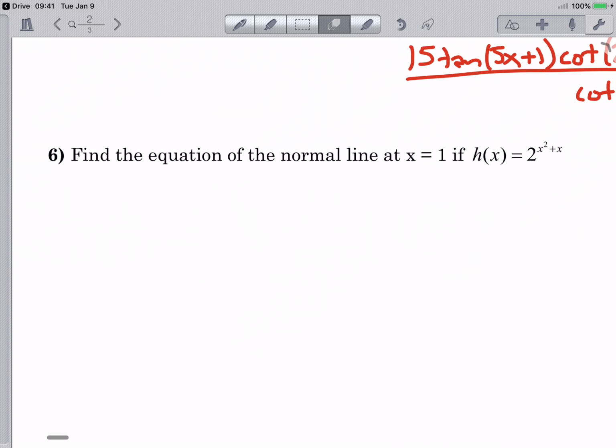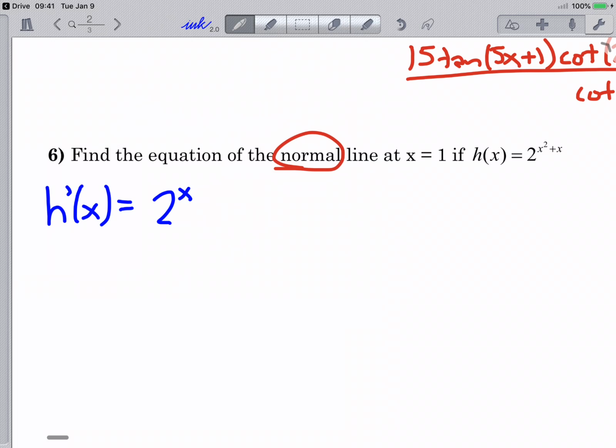So now this one says find the equation of the normal line. I'm going to circle normal so I don't forget about it. When h of x is equal to 2 to the x squared plus x, and I want to do the normal line at x equals 1. Well, the first thing I got to do is find the derivative. Well, the derivative of this, I copy it down. I multiply by the derivative of the inside, which is that exponent, so 2x plus 1. And I have to multiply by the natural log of my base. Normally you have e's, so natural log of e is simply 1, but now I've got ln of 2.